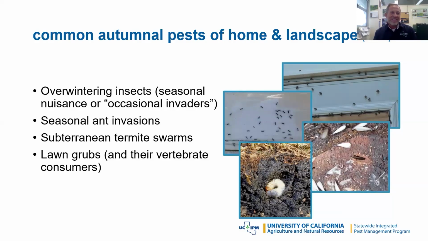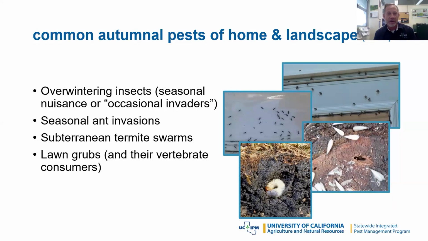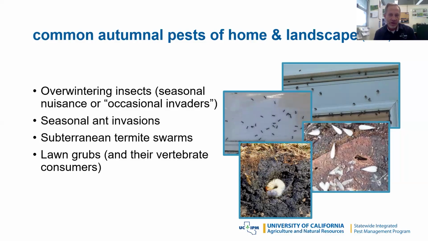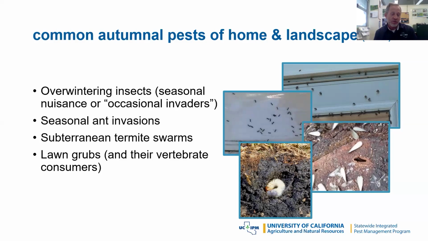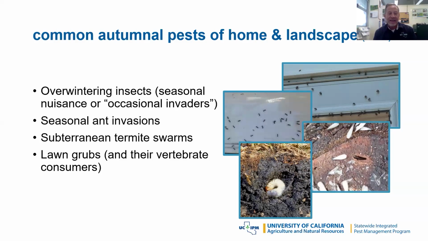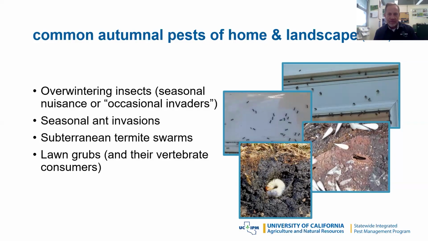Similarly, we'll talk about seasonal ant invasions. One of our most common ant species in California, the Argentine ant, is known to enter structures when its habitat outside gets too wet in the beginning of the wet season.